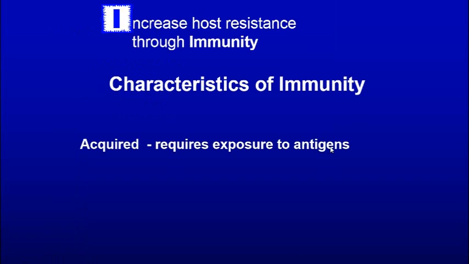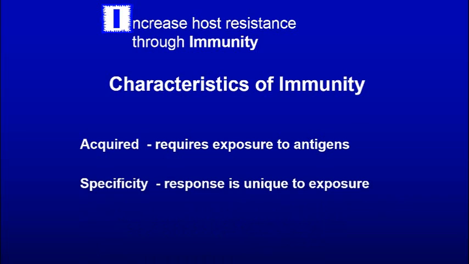So these are characteristics of immunity. One is it's acquired. It requires exposure to the antigen. That's why we are immunized against something, is that we expose the body to this antigen, maybe a dead virus, maybe. And then it's specific. So it's specific for whatever you're exposed to.